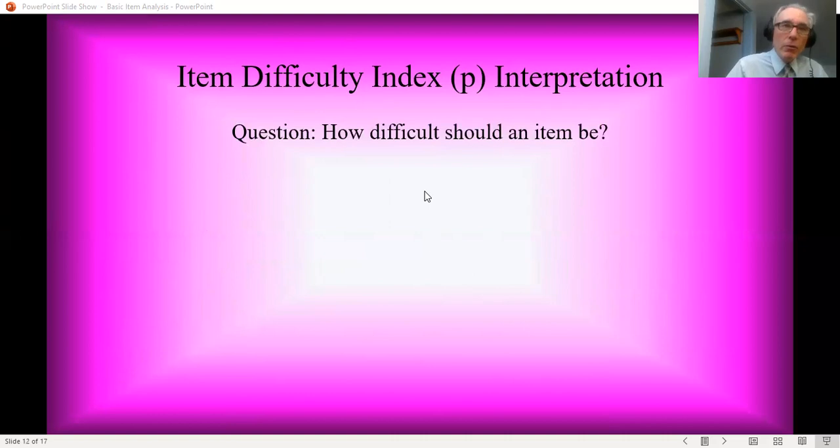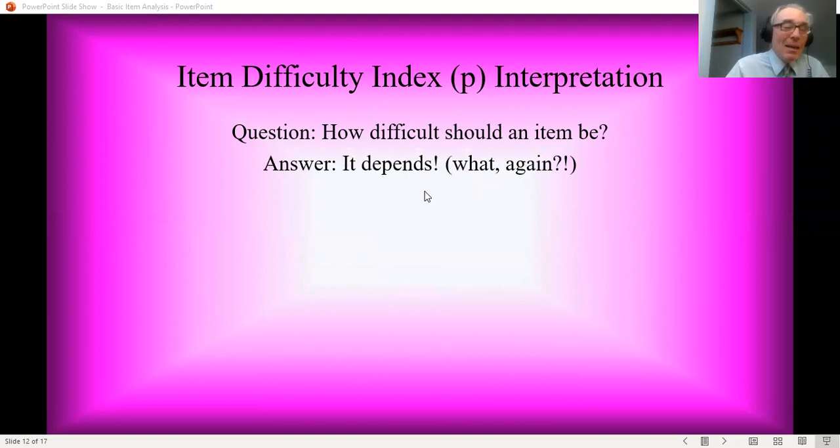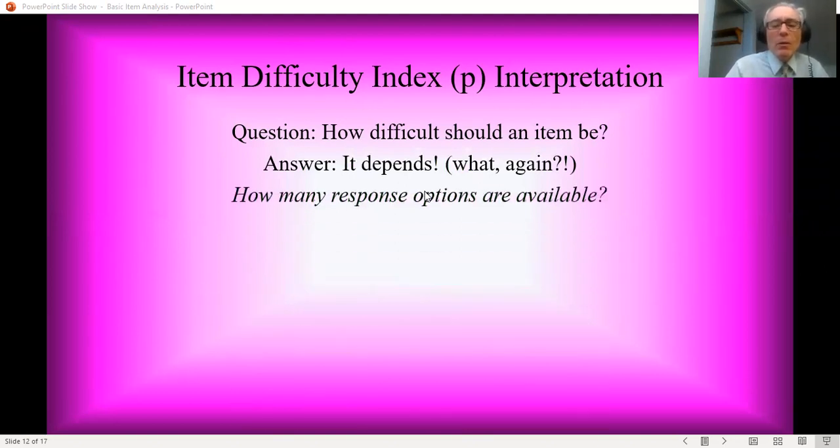So, okay, how difficult should an item be? Now, we're assuming we're talking about a mixed group of people, some high, some low, many in the middle in terms of their proficiency. It depends. What it depends on now is this, and put your thinking cap on. How many possible answers are there to the question? Not correct answers. We're assuming there's one correct answer, but how many possible answers could you offer?